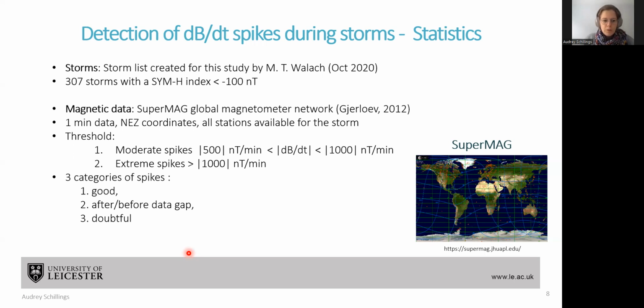Then we had two thresholds for our spikes: variations in the magnetic field between 500 and 1000 nanotesla per minute, and then the extreme spikes that were over 1000 nanotesla. We divided the spikes that we found into 3 categories, because you always have to look at the data more carefully: good data, before and after a data gap, and the ones that we didn't think might be true.